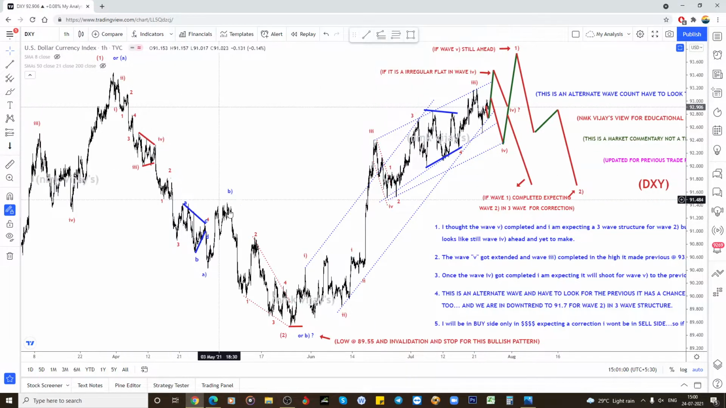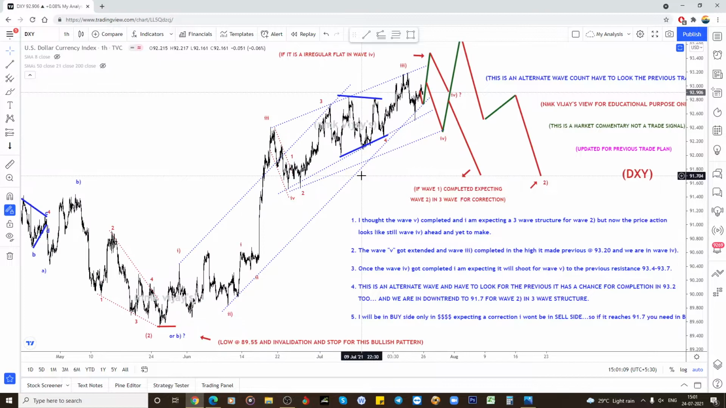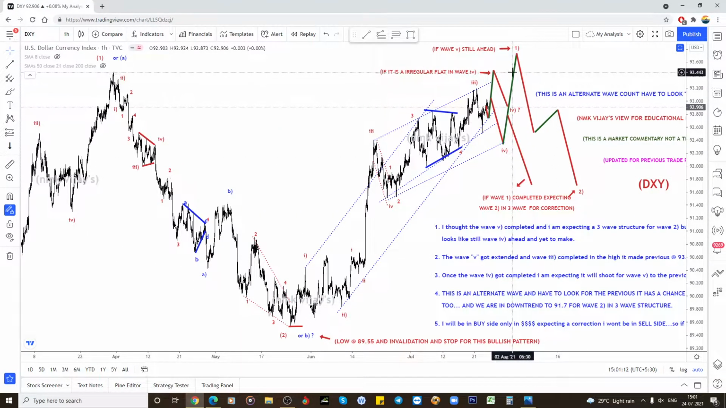So from here we are expecting a downtrend, and as I said, a bounce from here as well, and we are on the bull side. So keep that in mind, expecting this. This is what I'm trying to explain here in the chart.